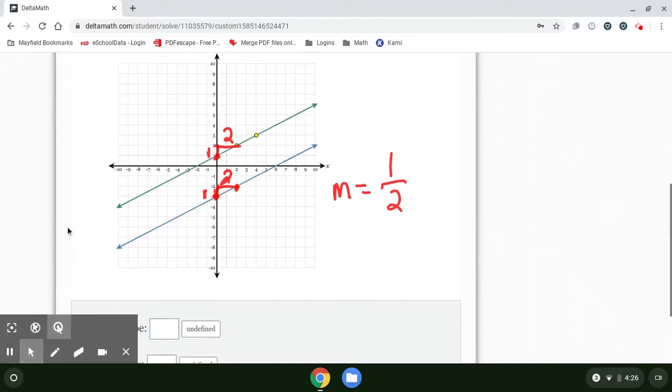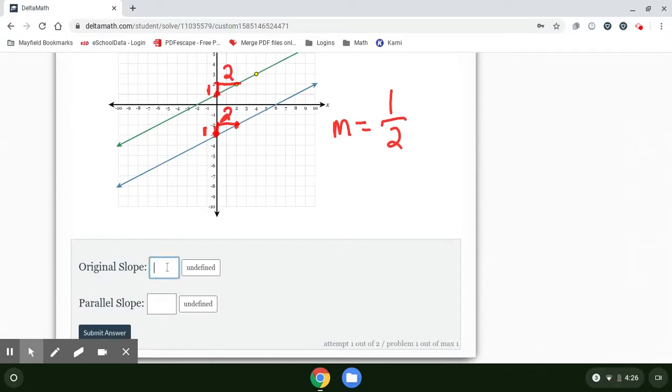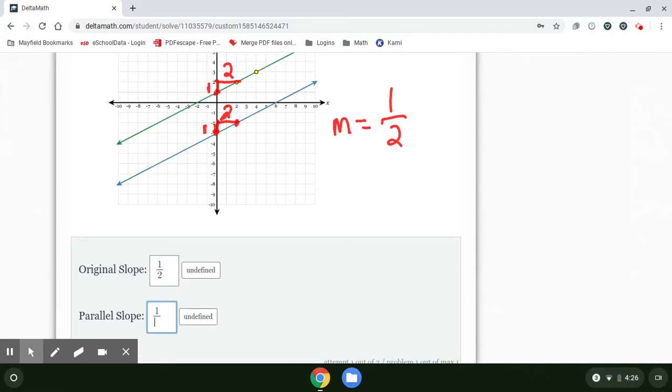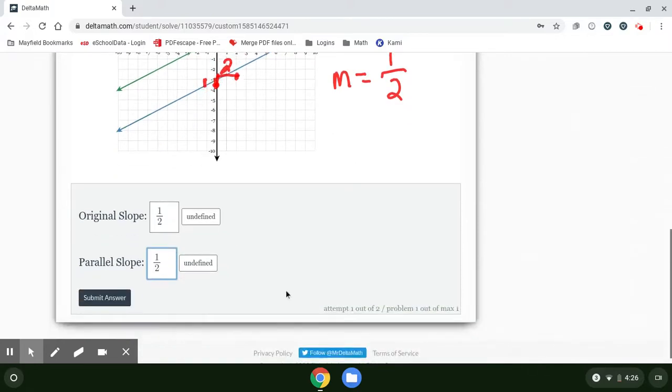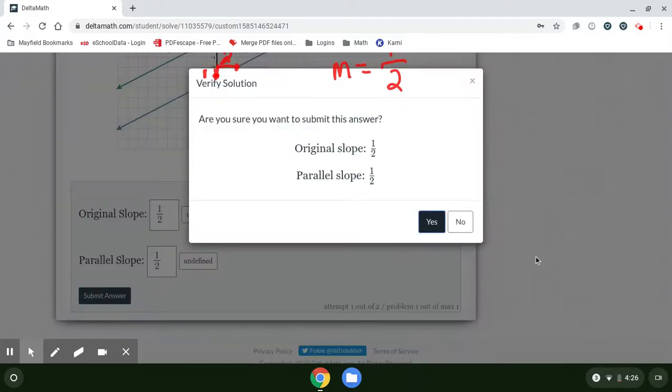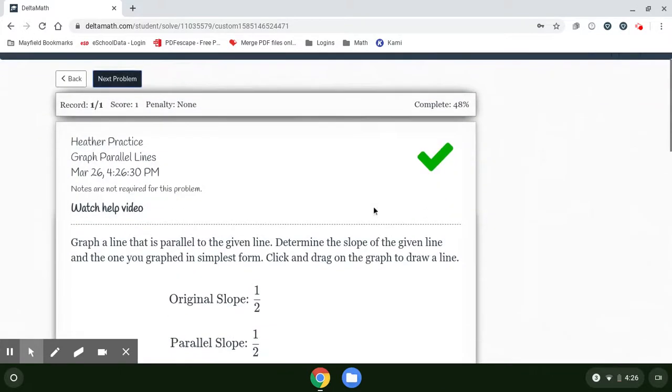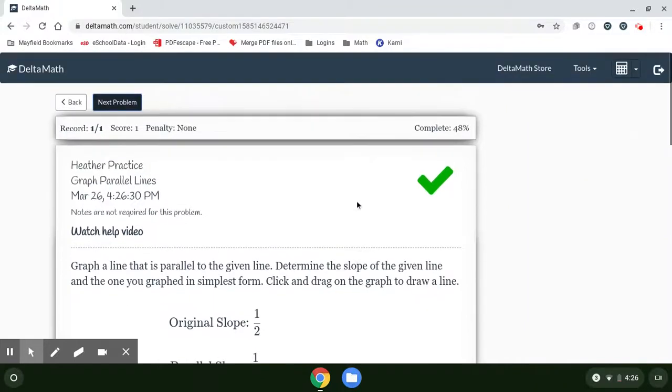And notice it is asking you what's the original and what's the parallel slope. So I should have the same exact answer for both of them. Half for both of them, and I can submit my answer. So both of them have an original and a parallel slope of half.